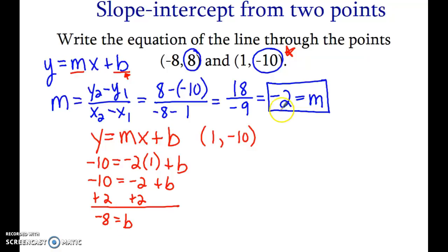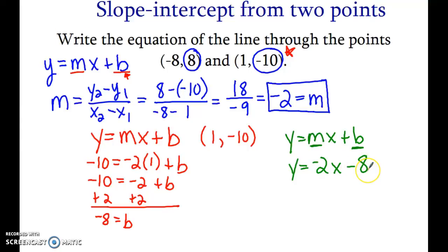Now that I have my m and my b, I'm going to substitute those into the y equals mx plus b. So again, y equals mx plus b is the form I'm going for, but in my final version, all I have to replace is the m and the b. So y equals m that I solved for, negative 2, x, and b is a negative again, so I'm going to put minus 8. If it was positive, I'd put plus, but it's not.